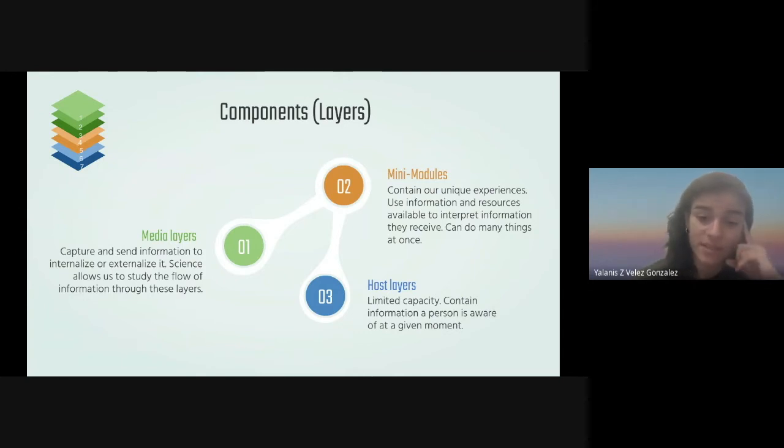So we can perceive the sounds, but we also maybe feel hot and the temperature is rising, and we are aware of that. And then we might have to pee. And so there's a lot of things going on, and our mini modules are taking care of everything.